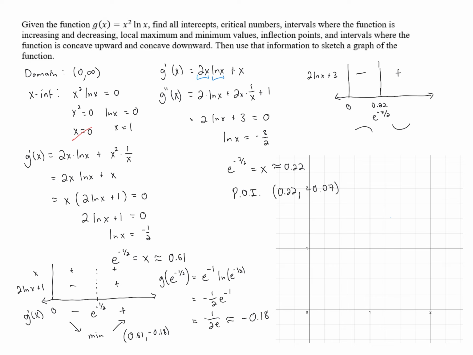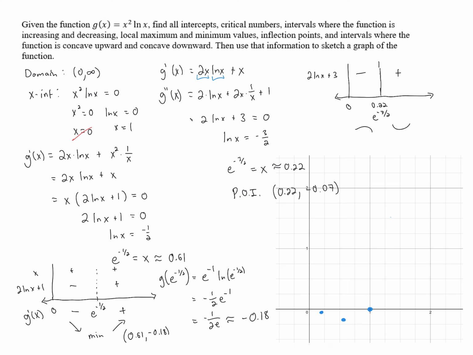We have an x-intercept at 1, so we know we can plot a point at 1, 0. We have a minimum value at 0.61, negative 0.18. Now, if this is 1, then each one of these is 0.25. So 0.61, negative 0.18 is going to be around here. That's going to be our minimum. We have a point of inflection at 0.22, negative 0.07. That's going to be right around here.